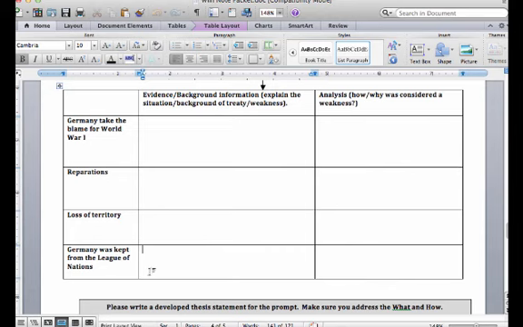The treaty created the League of Nations. Germany was not allowed in. Germany was also not allowed at the treaty table, by the way, so they just had to take this.